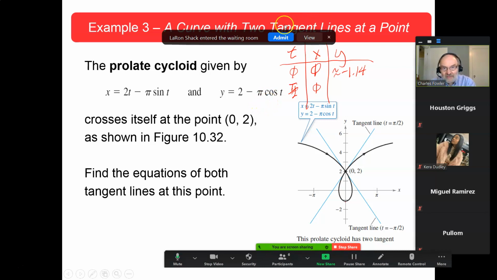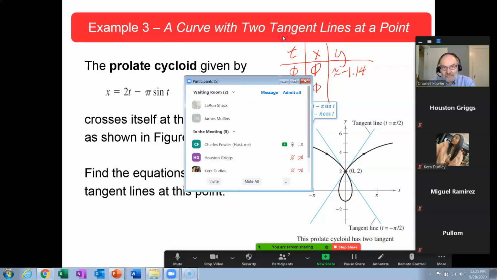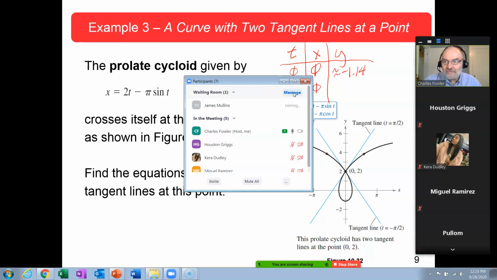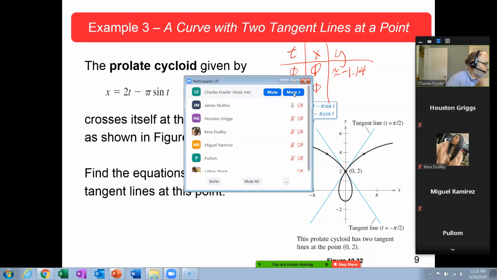Whoa, here comes Laron. Whoops. Laron and James. Okay, let me pause for a moment and get them on the books.